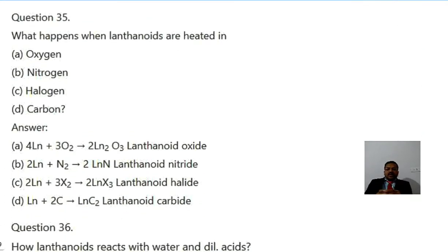Question number 35. What happens when lanthanides are heated in oxygen, nitrogen, halogen, and carbon? When the lanthanides are heated with oxygen, an example is given. When lanthanum is heated with oxygen, it forms lanthanum oxide. With nitrogen, it forms lanthanoid nitride. With a halogen, it forms lanthanoid halide, and with carbon, it forms lanthanoid carbide, and the corresponding equations are also given here.